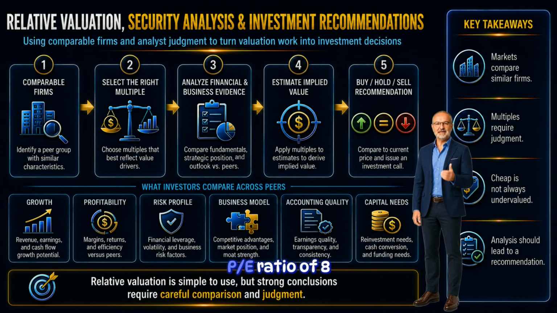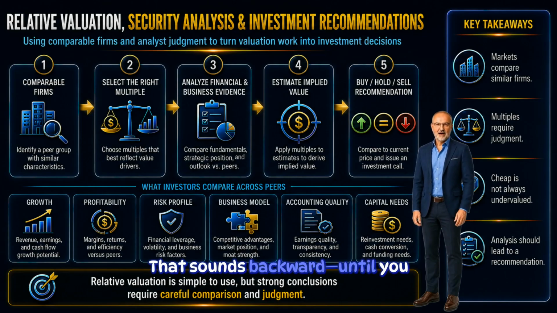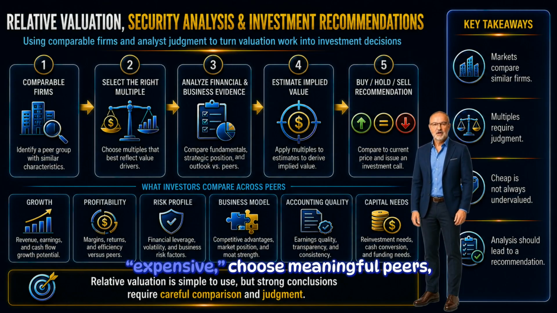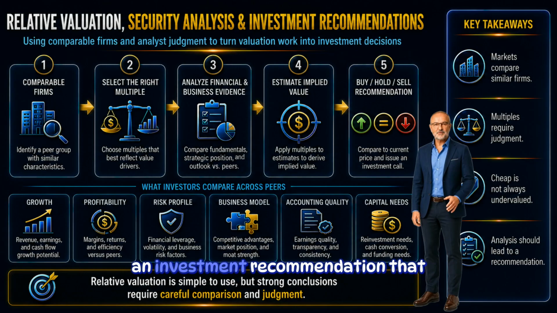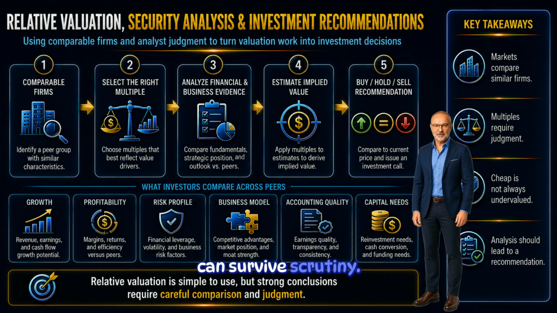A stock with a P/E ratio of 8 can be more expensive than a stock with a P/E ratio of 40. That sounds backward until you ask what each price assumes about growth, quality, risk, and future cash flow. In this lecture, we move beyond cheap and expensive, choose meaningful peers, test the numbers against the business, and build an investment recommendation that can survive scrutiny.